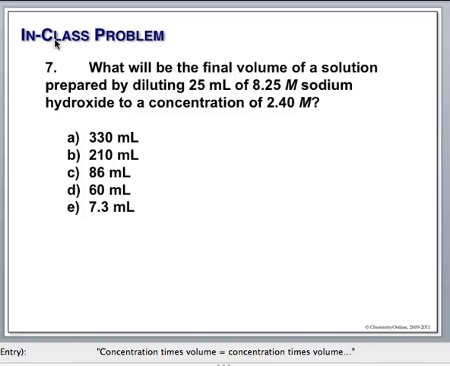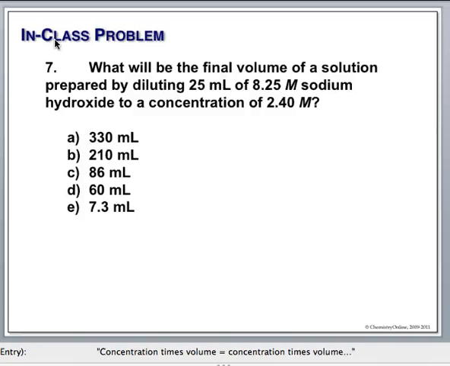We're doing a dilution here. Remember, concentration times volume gives us moles, and in a dilution, the number of moles doesn't change. So, we have a volume, and we have a concentration. That's our initial. We have a concentration, but we don't know our final volume.